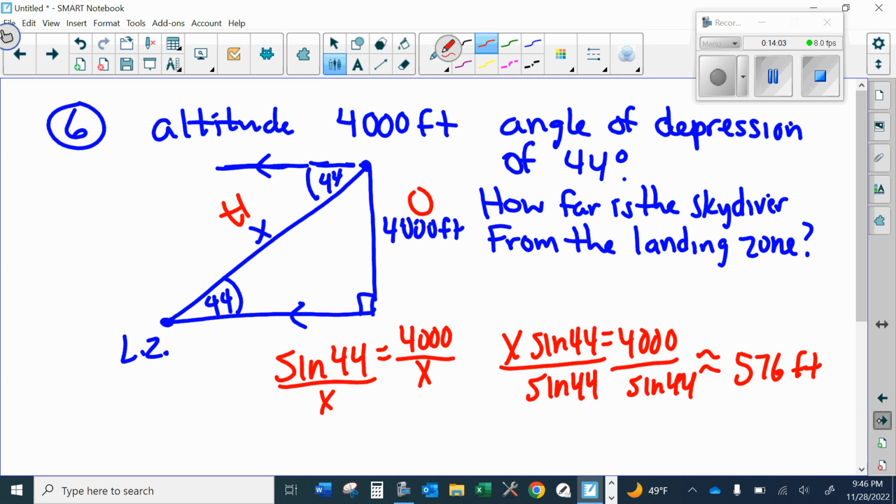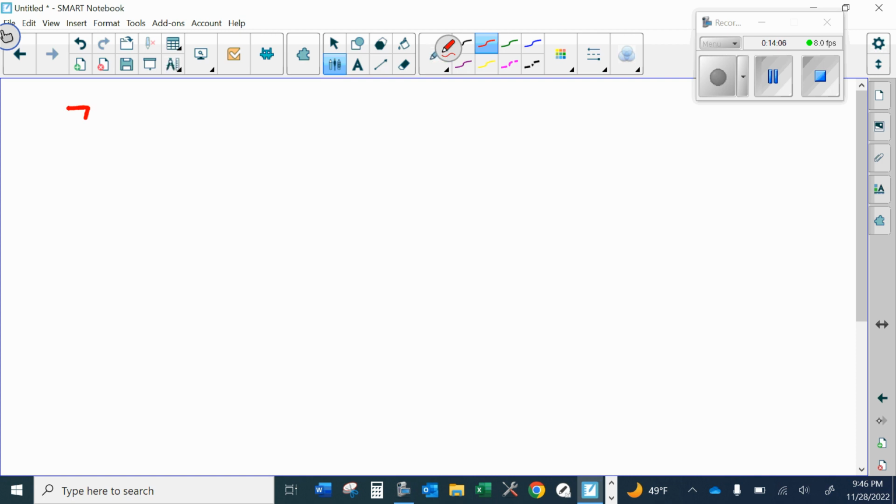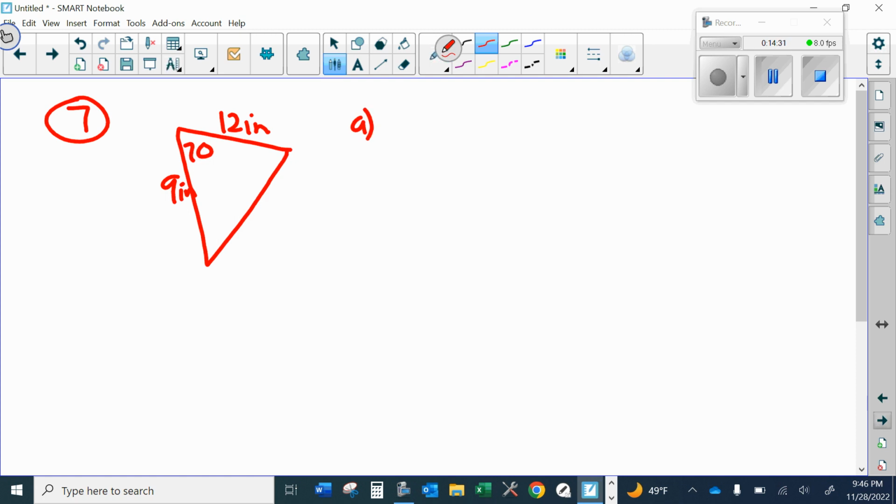All right, and last one, number 7. So I have a triangle. Let's say they tell me this is 70 degrees. This is 12 inches. This is 9 inches. Okay. A says find the area. And B says determine the length of the longest side.